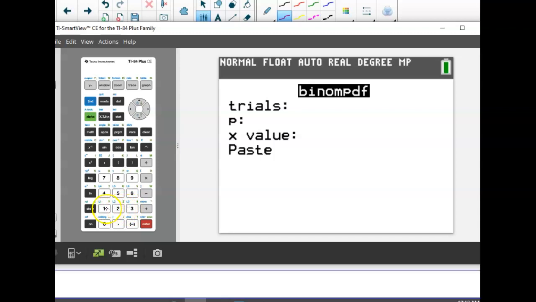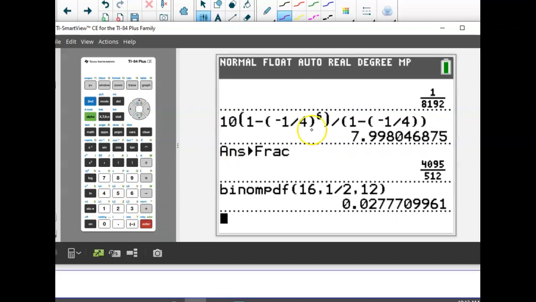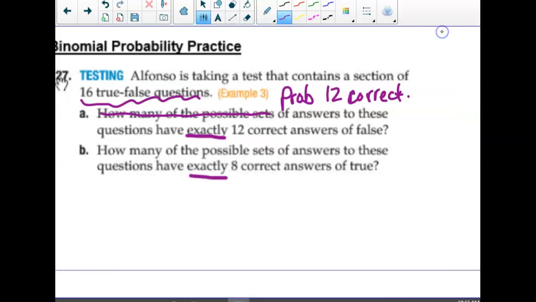Trials, was there 12 or 16? 16 questions? True false means the probability is just 1/2, right? Or 0.5. And we want to get 12 of them to be false or correct. And we got about 0.028. You can just leave it a decimal, I don't care.